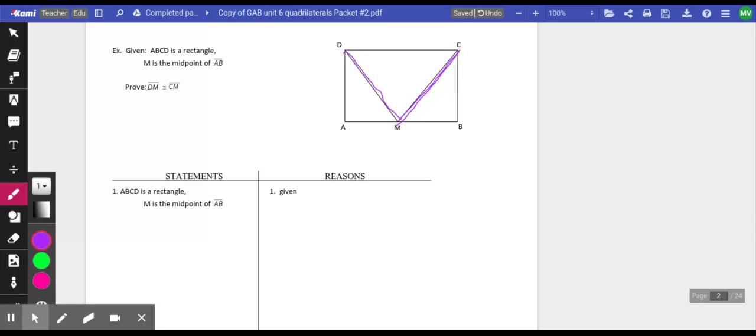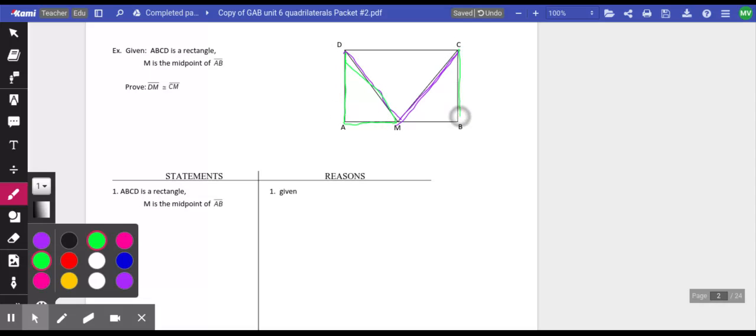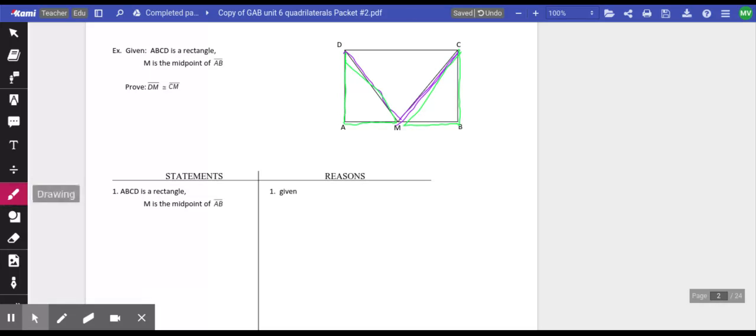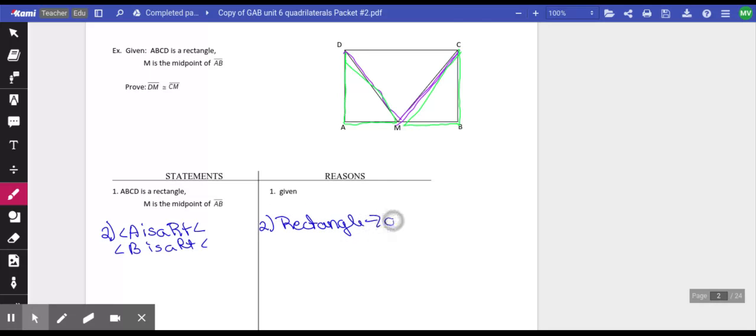So when I look at this to do this proof, I'm noticing that I have two triangles, DAM and CBM, which I want to prove congruent. And if I prove those congruent, I can say that DM is congruent to CM. So to prove those congruent, I know that ABCD is a rectangle. So that tells me that angle A is a right angle, and that angle B is a right angle. That's because rectangle implies all right angles.